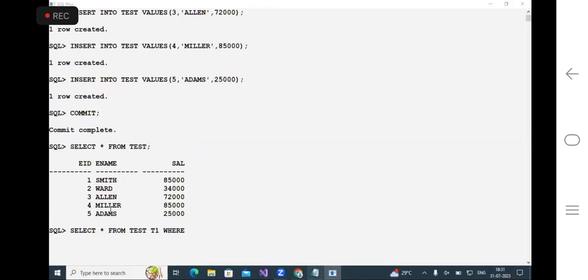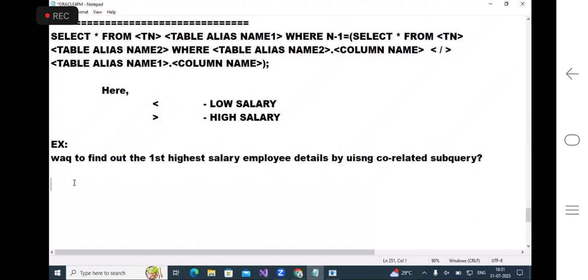Okay, here n minus 1. How it was working here, don't try to observe first of all. Which highest salary are we finding here? The first highest salary, so my n value is equal to 1. Suppose you wanted the 10th highest, then the n value is 10. Whichever highest or lowest salary you are finding, that is your n value.